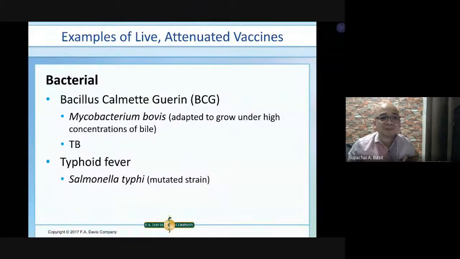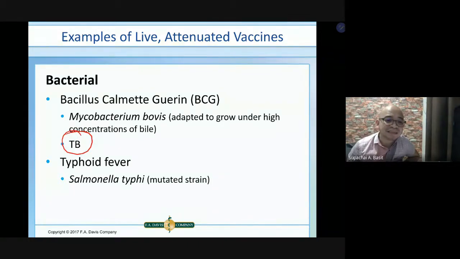Examples of attenuated vaccines are the BCG. Because they're still alive, you need to keep them at a certain temperature so that they will not get inactivated. The BCG is Mycobacterium bovis. The Bacillus Calmette-Guérin came from Mycobacterium bovis, and they are adapted to grow at a high concentration of bile. This will prevent tuberculosis in neonates.